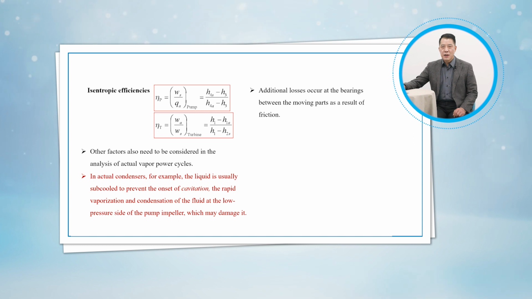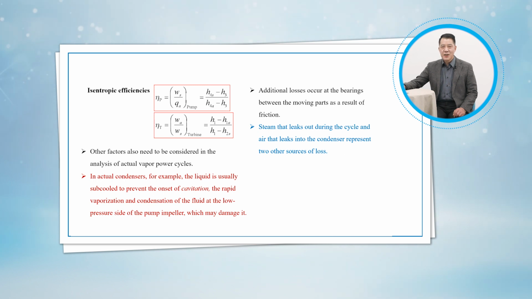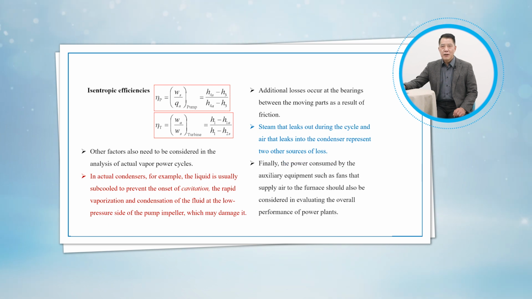Additional losses occur at the bearings between the moving parts as a result of friction. Steam that leaks out during the cycle and air that leaks into the condenser represent two other sources of loss. Finally, the power consumed by the auxiliary equipment, such as fans that supply air to the furnace, should also be considered in evaluating the overall performance of power plants.